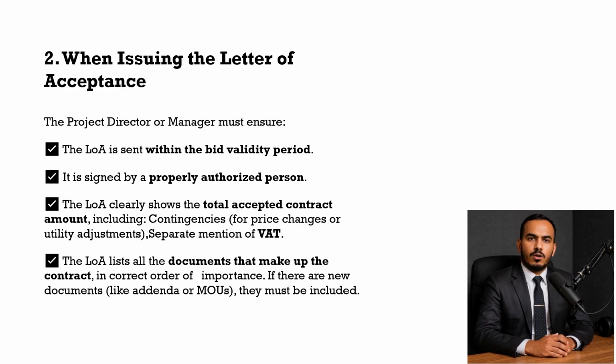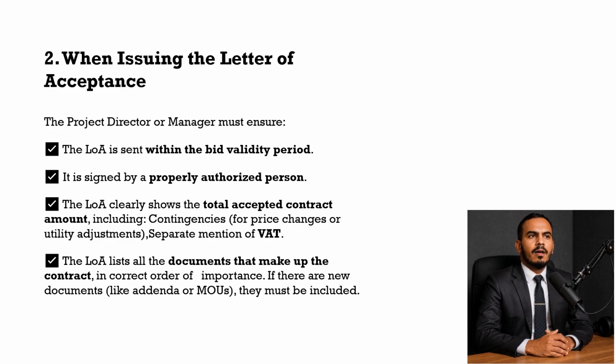Next, let's talk about what should happen when issuing the Letter of Acceptance. Number 1, make sure the LOA is sent within the bid validity period. Number 2, the LOA must be signed by the properly authorized person. Number 3, the LOA should clearly mention the total accepted contract amount. This includes the contingency, which covers price changes and utility adjustments, and the VAT, which should be shown separately.